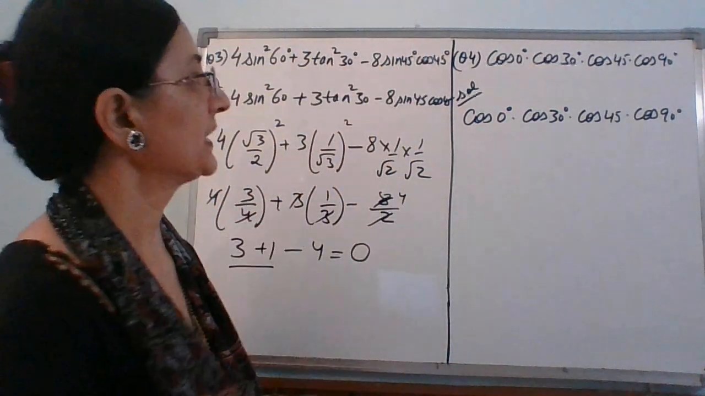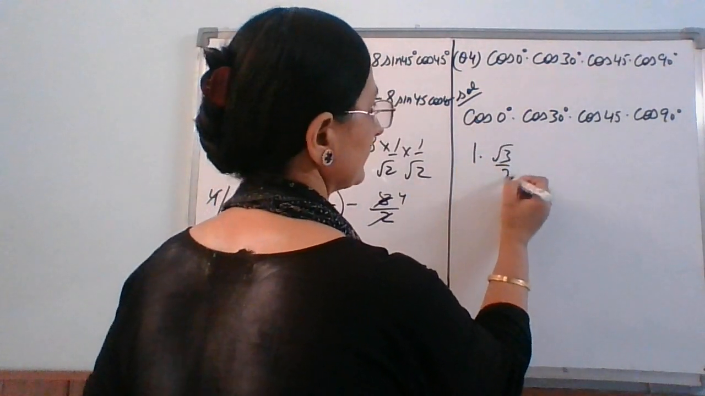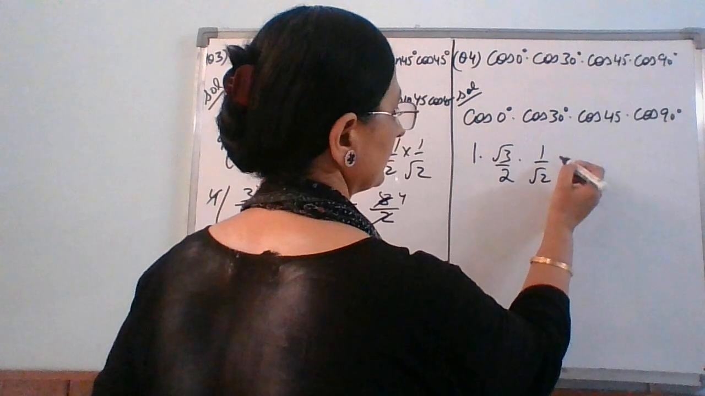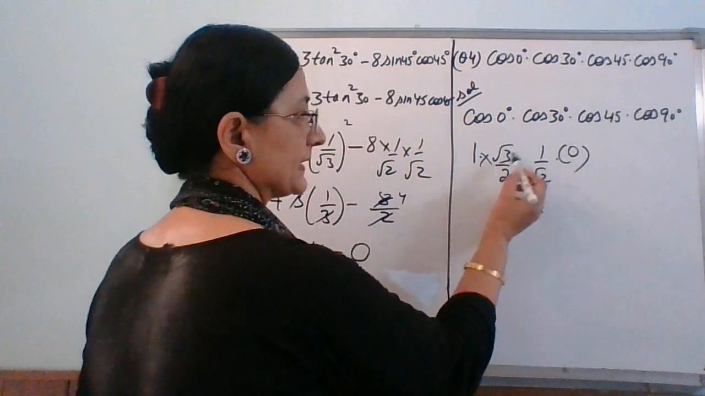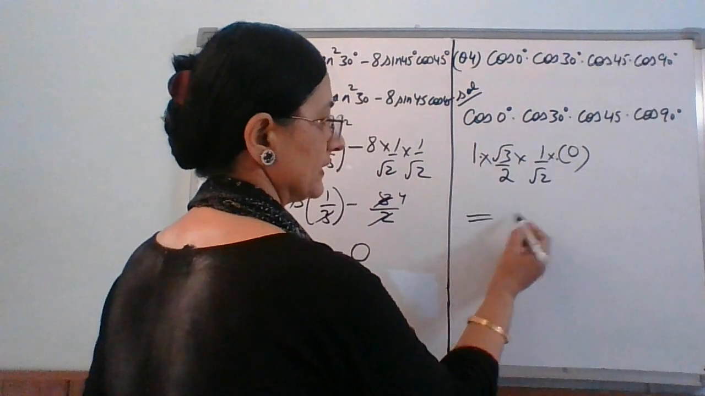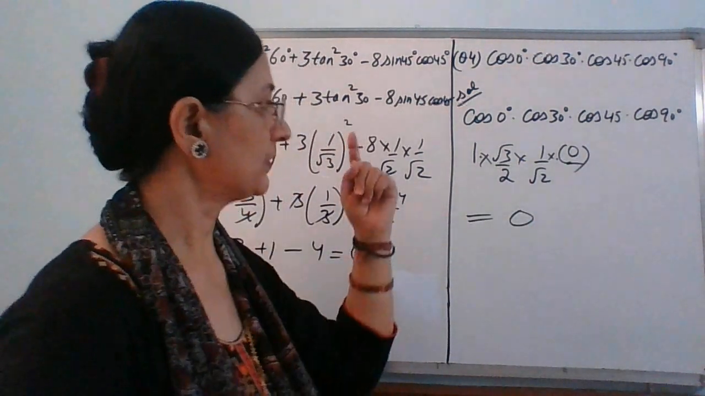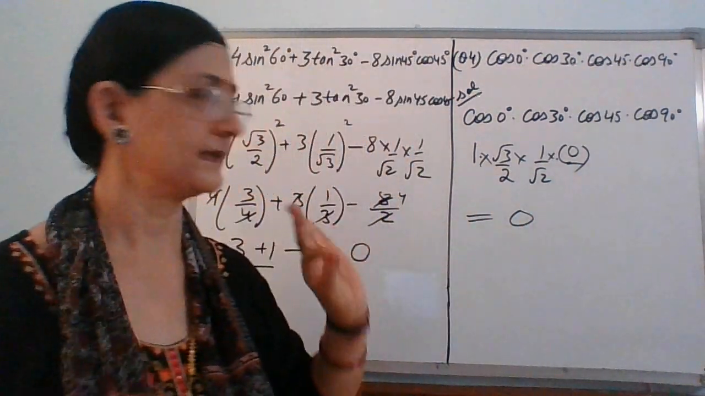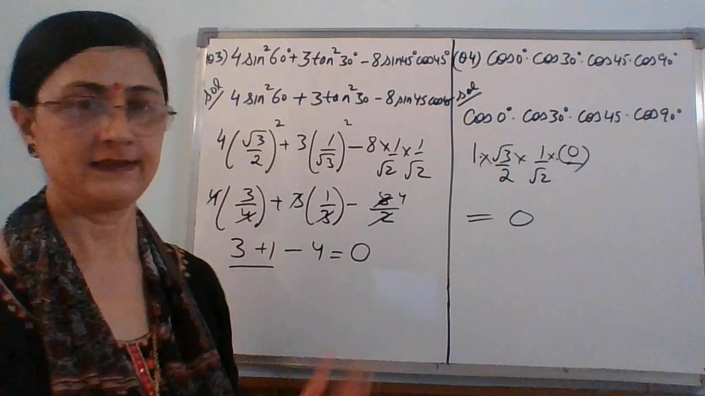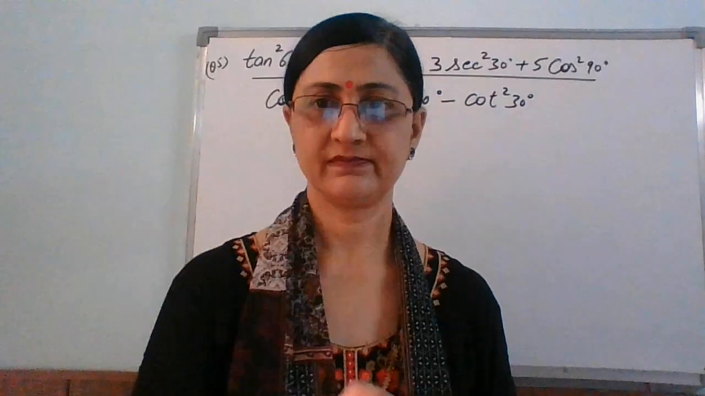Now see here, cos 0 is 1, right? Root 3 by 2, 1 by root 2. Here cos 90 is 0. These are all multiplied, and anything multiplied by 0 is 0, because 0 has come here. Cos 90 is 0, so anything multiplied by 0 makes the whole answer 0. So both answers are 0, right? Now we'll be doing the next question of the same type.